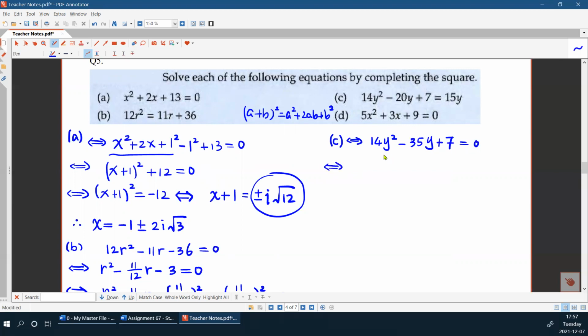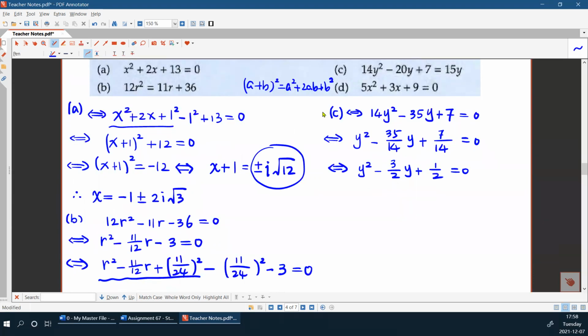And then we can divide both sides by the leading coefficient, which is 14, right? So this is equivalent to y squared minus 35 over 14 y plus 7 over 14 is 0. And note that we can simplify this. This is y squared minus 5 over 2 y plus 1 over 2 is 0, right? Oh, sorry, I made a mistake here. This should be 5, not 3.